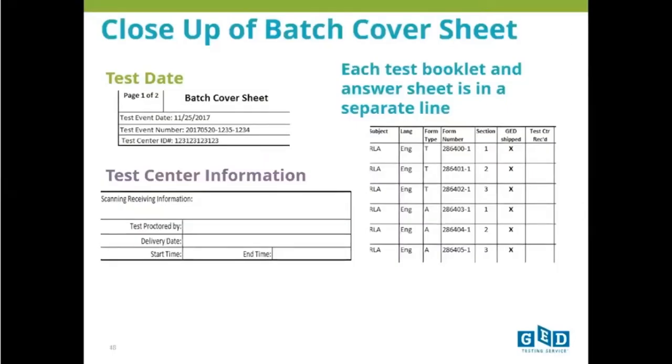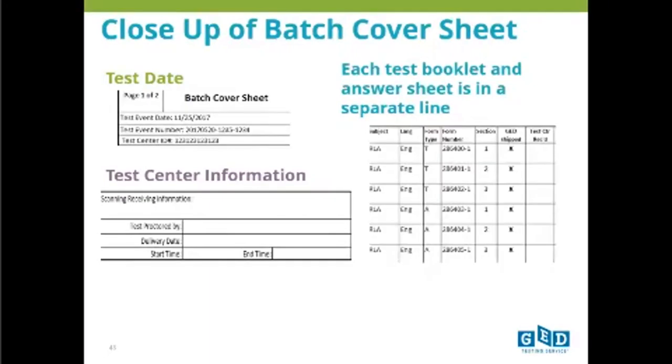For example, if John is taking the RLA and the math exam, John will be listed 10 times on the badge cover sheet because he will be receiving 3 booklets and 3 answer sheets for the RLA exam and 2 booklets and 2 answer sheets for the math exam.